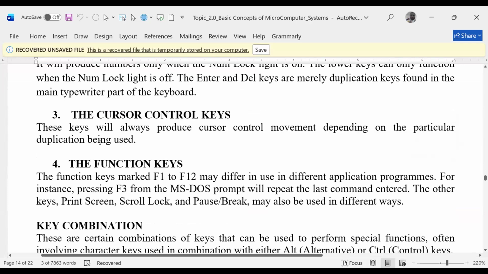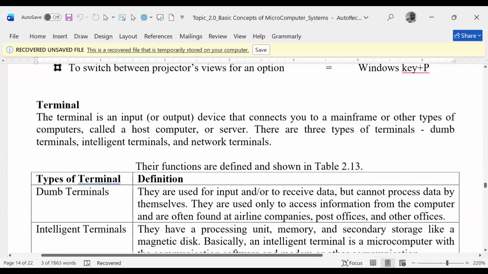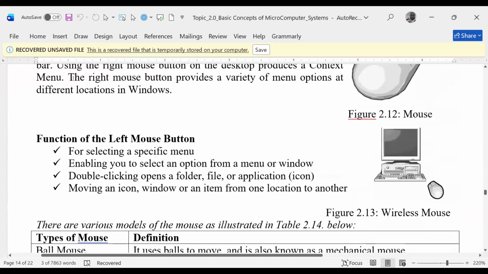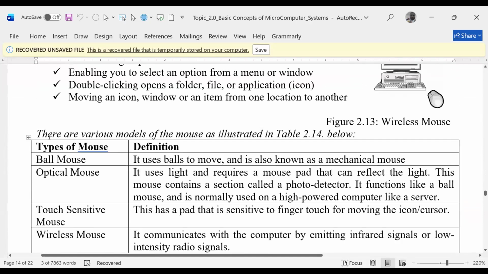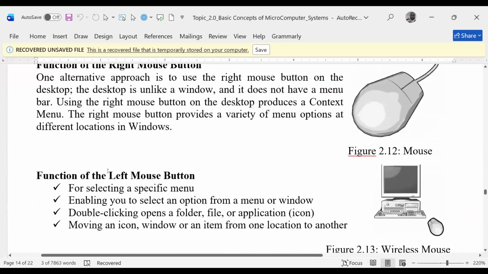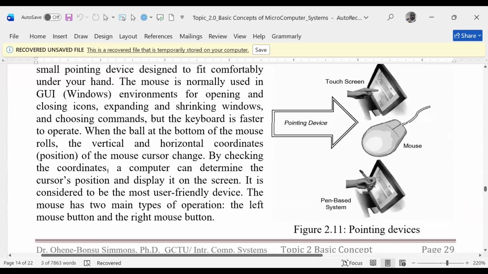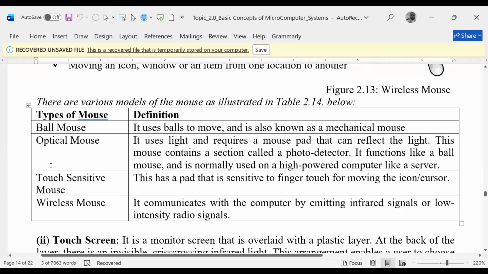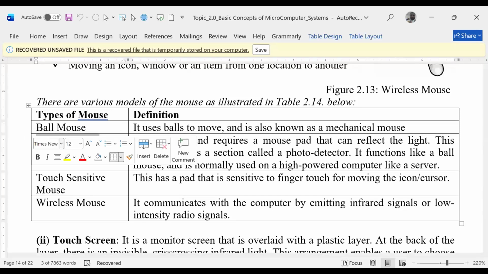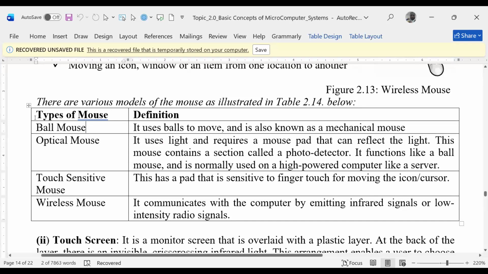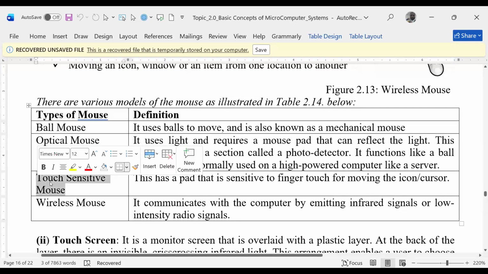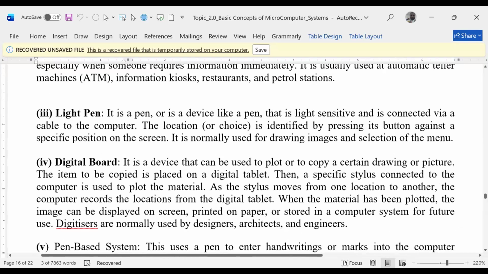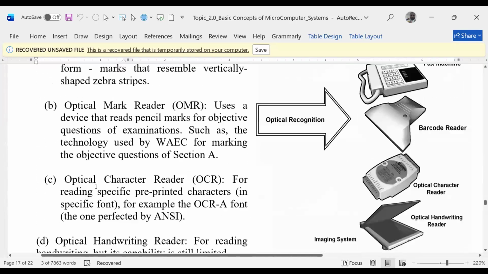Now we have keyboard, mouse. We did this the last time. Good. Input device, pointing device, we did that. And then types of mouse, we did all this the last time. So here, types of mouse, four types: the wireless, touch sensitive, optical, then the ball mouse. The optical mouse is the one with the light. Then this is the old type of mouse with the ball inside. Then on your keyboard, you touch to roll, and that is touch sensitive, and there's wireless. So these are the types of input devices. Good.